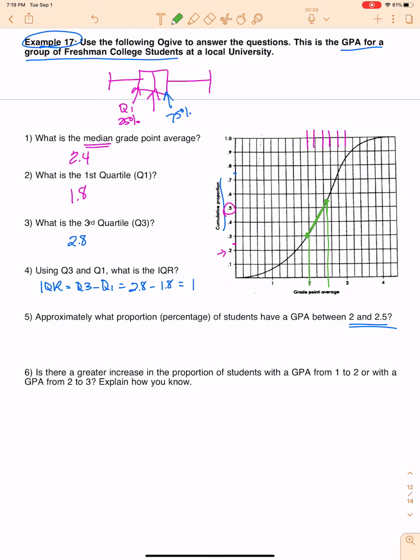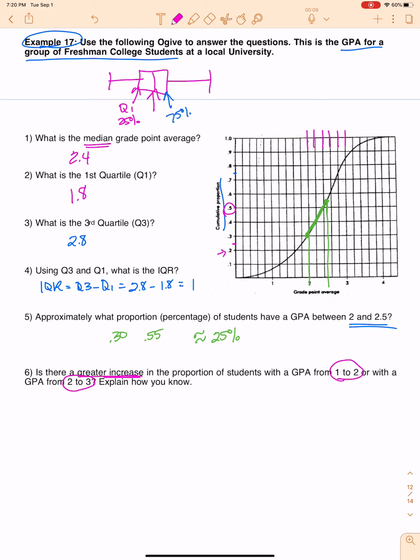Okay, so 2 is at 30%. And 2.5 is at about 55%. So the proportion of students that have between 2 and 2.5 would be approximately 25%, because you're just looking at this space right here. Are you with me? So from 0.3 to 0.55, if I subtracted 0.3 from 0.55, I'd have 25%. Okay, so let's look at the next question. Is there a greater increase in the proportion of students with a GPA from 1 to 2 or from 2 to 3?